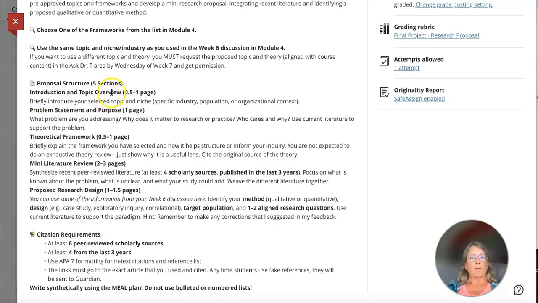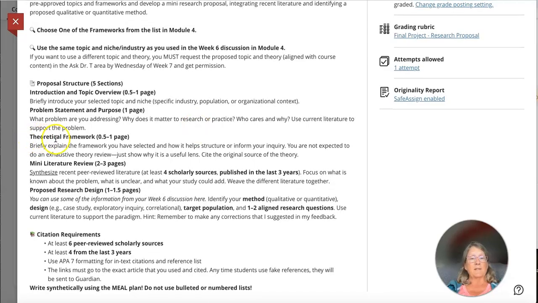You're going to start out with your introduction and topic overview. So this requires that you state your topic and your niche. Make sure that you include it in the first section. The next section is the problem statement and the purpose. That should be about 1 page long. What is the specific problem that you're addressing? Why does it matter to research or practice? Who cares and why? For this section, you must use current literature to support the problem.